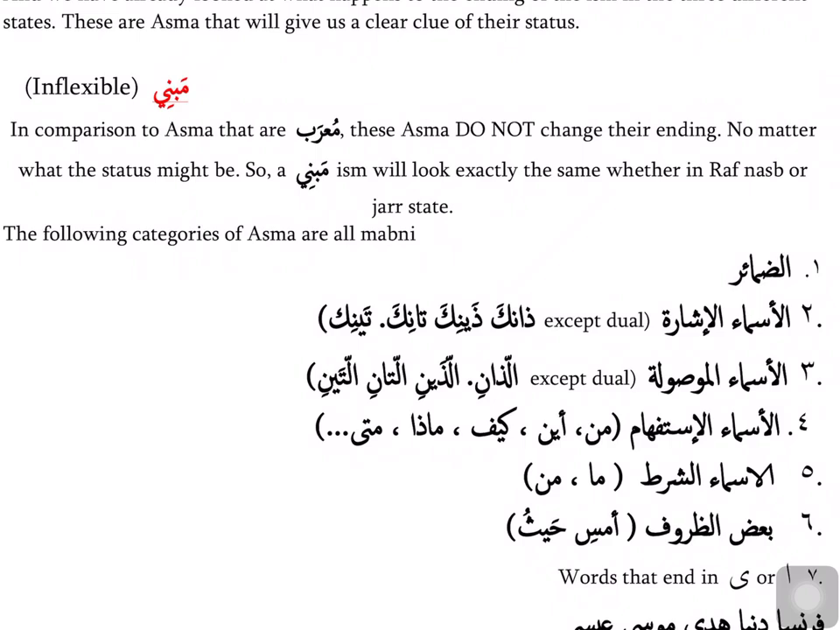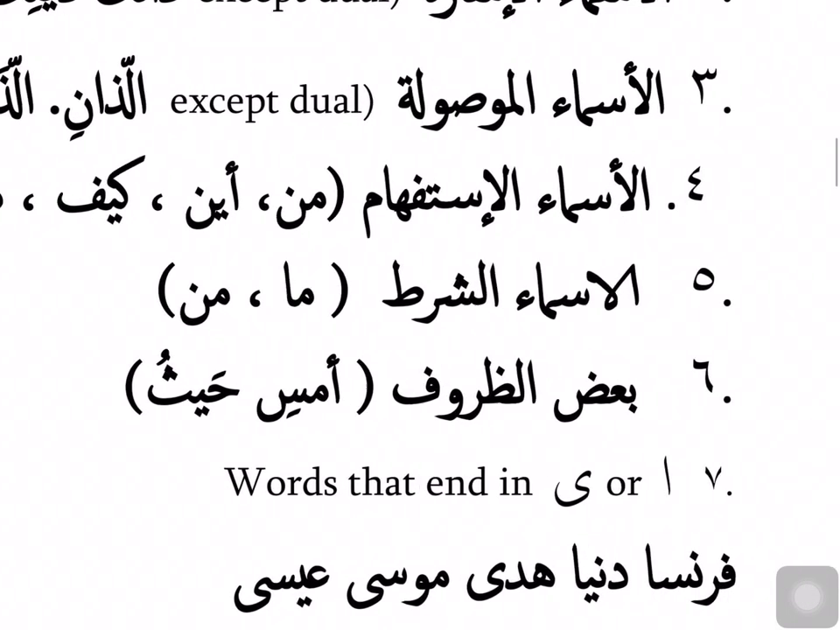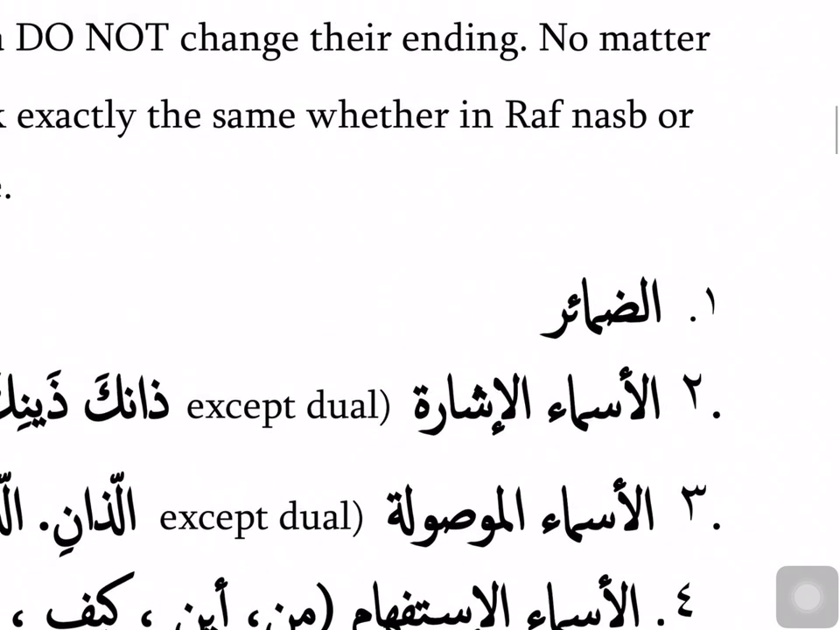The second is the mabni ism. This will be an ism which will never change its ending no matter what its status may be. Its ending will always remain the same. Luckily, there is a certain category. There's only 7 of these kinds of ism. So if we remember these categories, inshallah, we will be able to tell if the ism is mabni or not. Number 1.